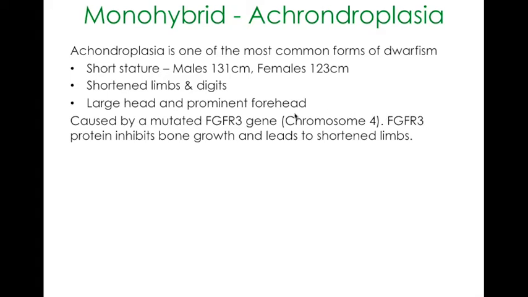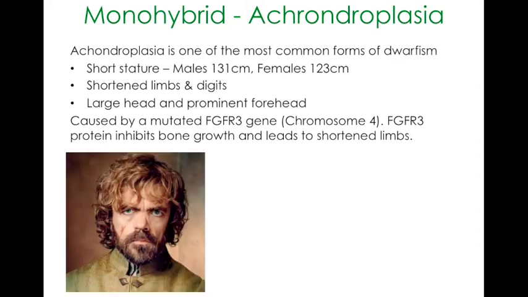It's located on chromosome 4, and the FGFR3 protein is inhibiting bone growth and leads to shortened limbs, which means that particular protein reduces bone growth and results in achondroplasia. Okay, Peter Dinklage is a really popular example. He is an individual, or a star from the Game of Thrones series, and he has achondroplasia.